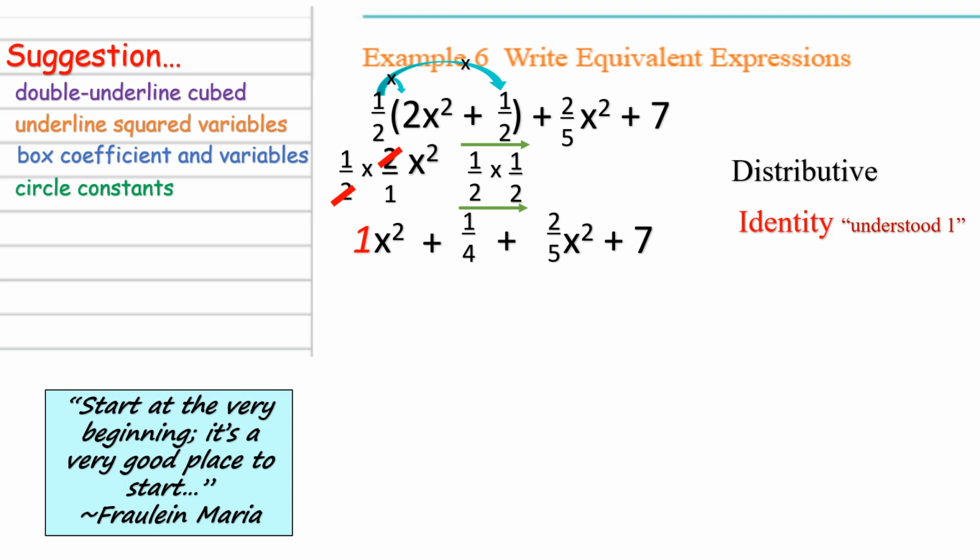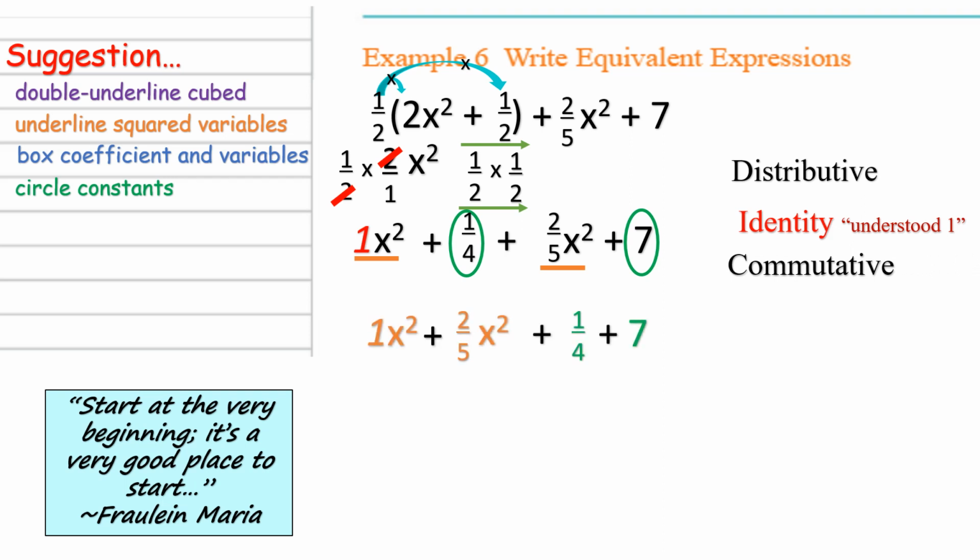So if I have things that have common variables, then I want to mark it up. So I see that I have squared variables. I have 1x squared and I have 2/5 x squared. And then I do have two constants. So I'm just going to use the commutative property. I'm going to move them to where they are joined together. So now I have 1x squared plus 2/5 x squared plus the 1/4 plus 7. Now I can just do my associative property and combine my like terms.